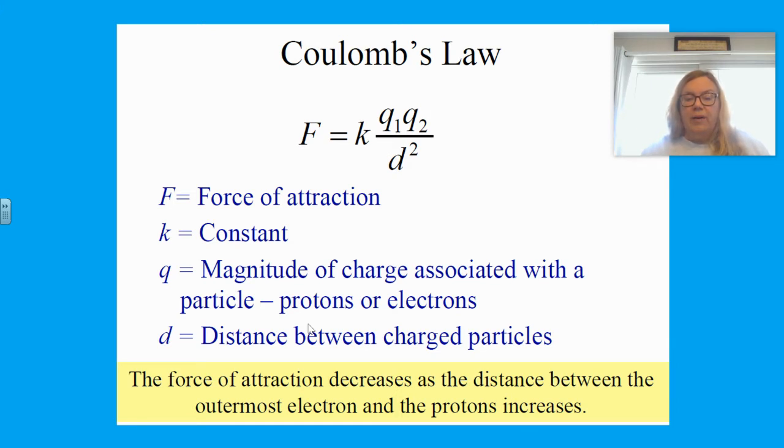So then we're thinking about, hey, how close is a 1s electron compared to that of a 4s electron? That's what we're talking about, the distance between these charged particles, between the protons in the nucleus and the electrons in the electron cloud. So this force of attraction obviously decreases as the distance between the outermost electron and the proton increases. So as the atomic radius increases, this force of attraction between the protons and the valence electrons is actually decreasing.